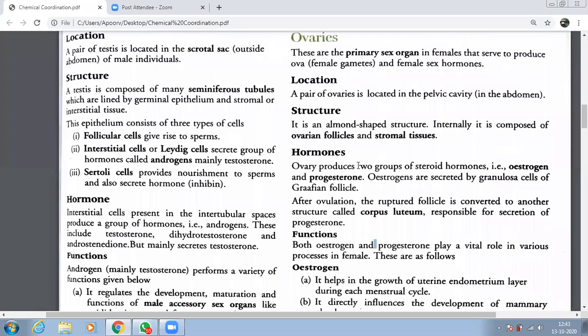All are confident? Yes, ma'am. Yes, ma'am. Tell me the key word for location, beta.